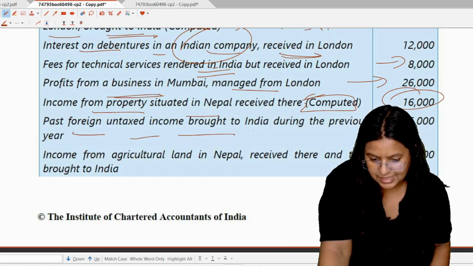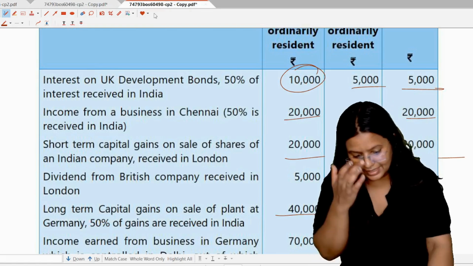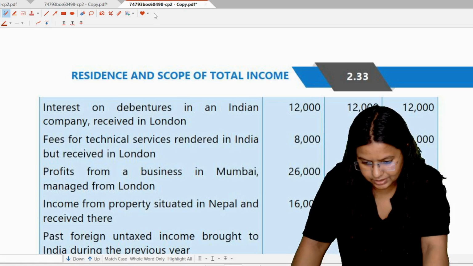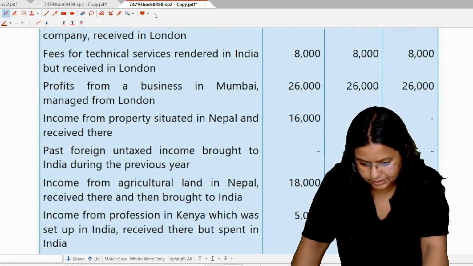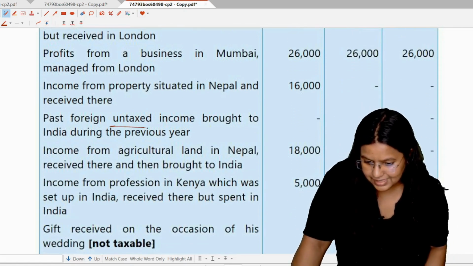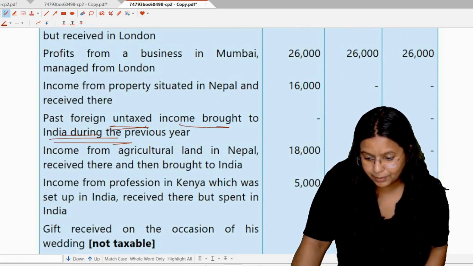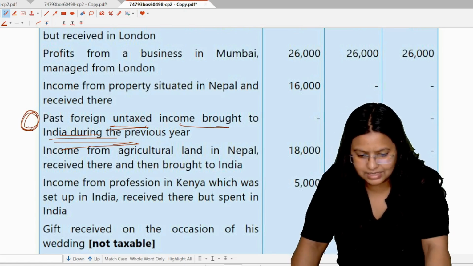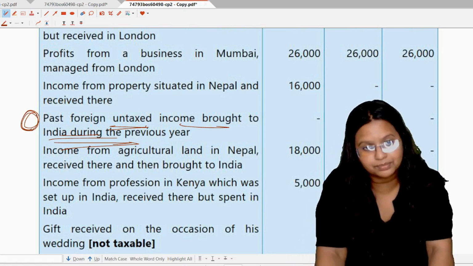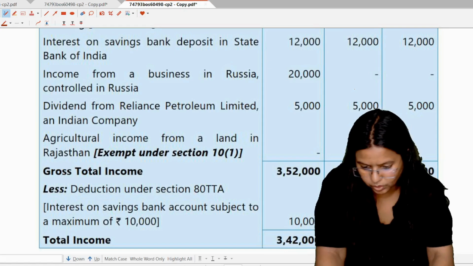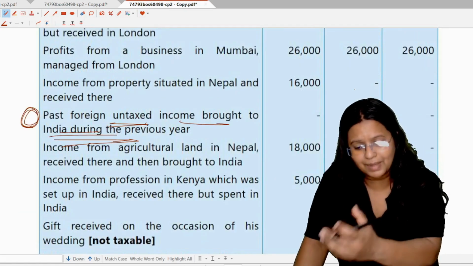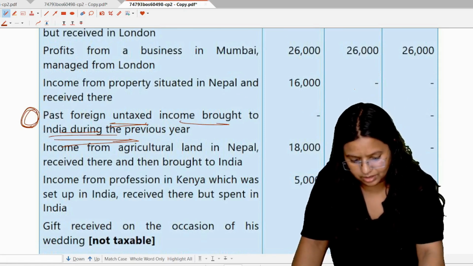Past foreign untaxed income brought to India during the previous year. Now, there is an income of 5,000 rupees. This is past foreign untaxed income, which is brought to India during the previous year. So that is not taxable, even for the OR person. And you have to write it in the notes also. They have not given it in the notes, but you have to write that the past foreign untaxed income is not taxable.